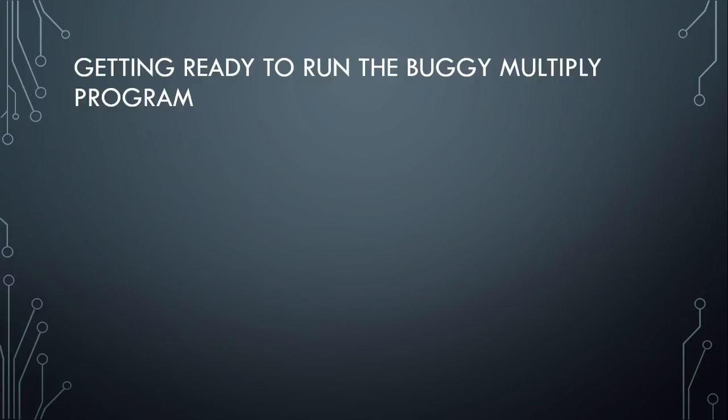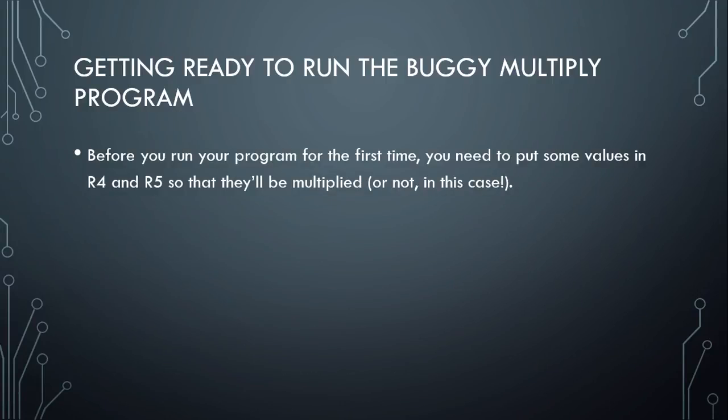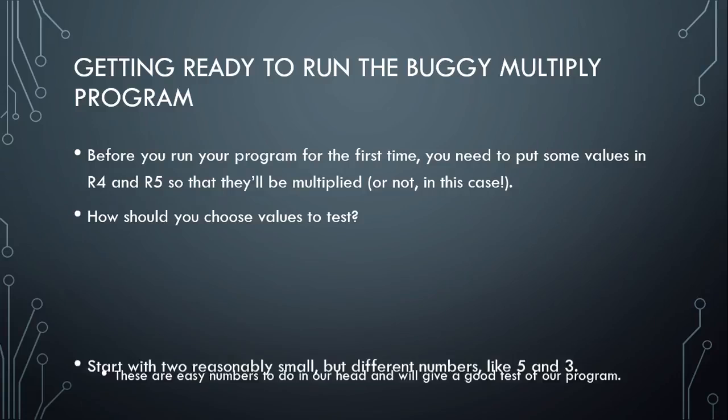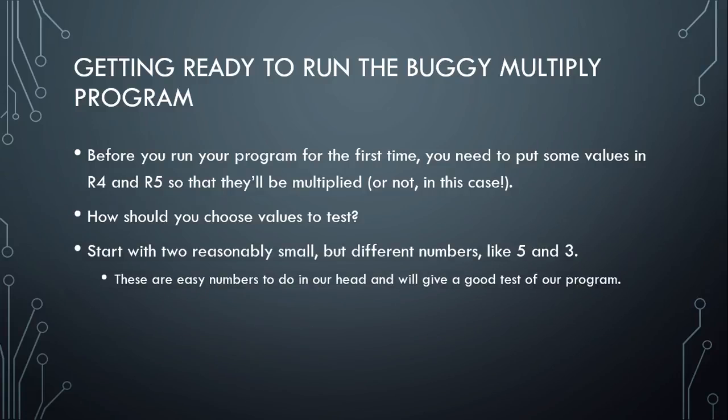All right, let's get ready to run the buggy multiply program. Now, before we can run our program for the first time, we have to put values in register 4 and 5 so they can be multiplied, or not in this case since we know there's a bug in the program. But if we didn't know there's a bug, this is how we would do it. So we have to ask ourselves, what values should we choose to test? Because I could theoretically plug in any kind of decimal number here, or a hex number. Well, we're going to pick two numbers that are reasonably small, something like 5 and 3. These numbers are easy for us to do in our head and will also act as a good test of the program.